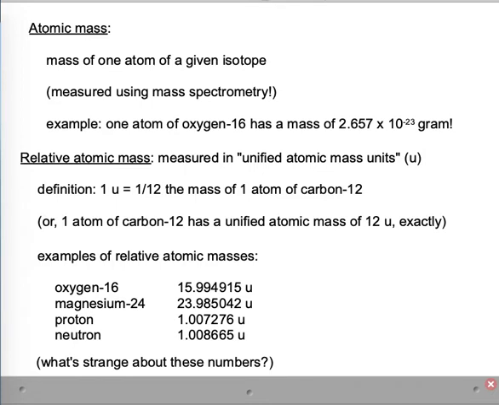What's the relationship between mass and energy? You guessed it. E equals mc squared. We will not be using that equation this year, and I just wanted to point out that interesting fact.